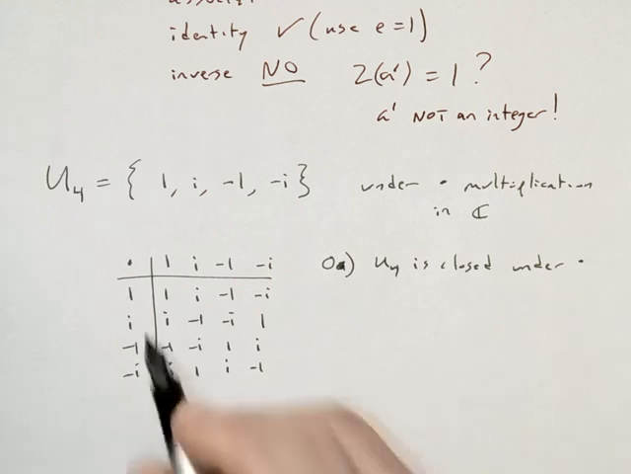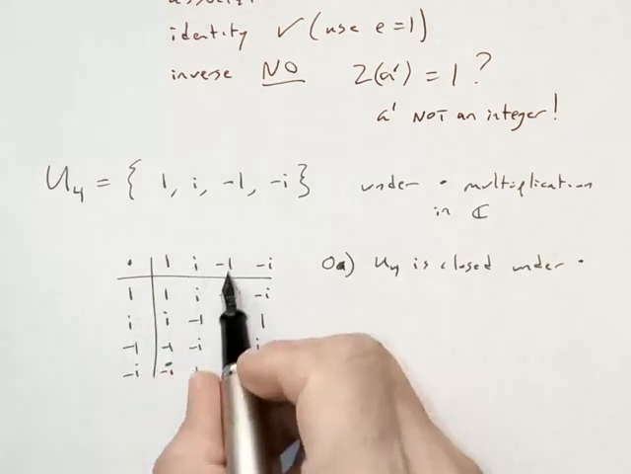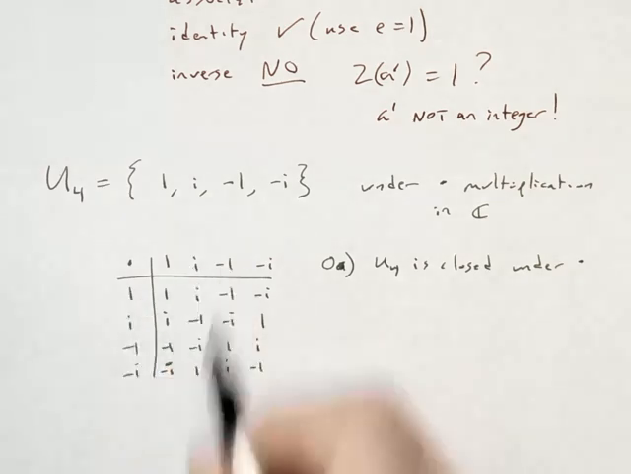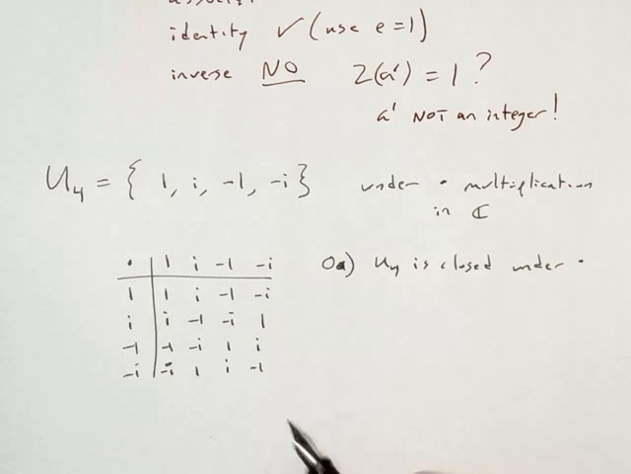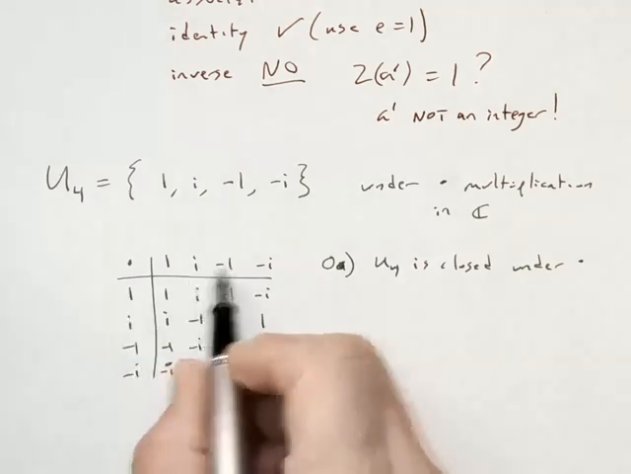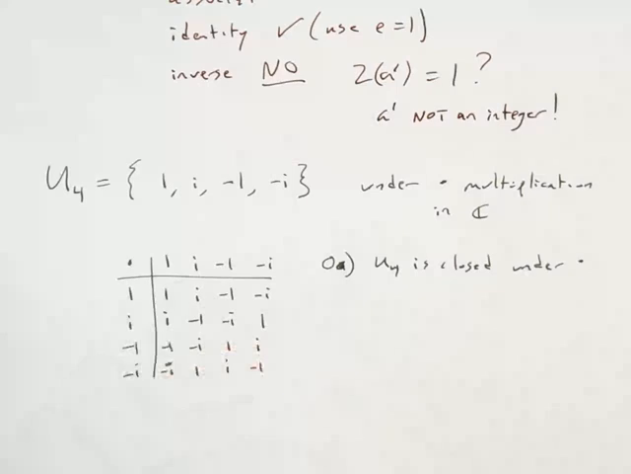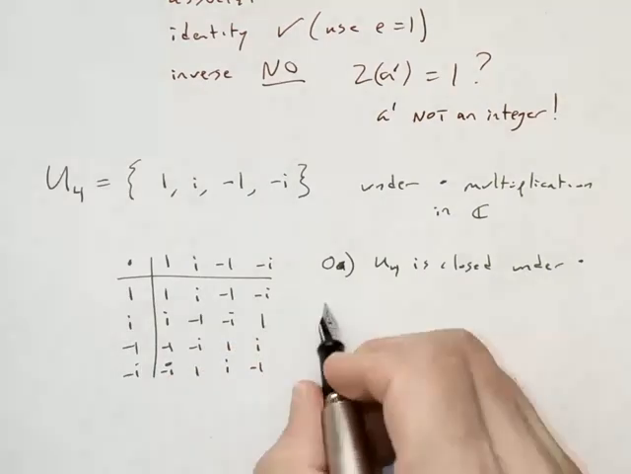But all you have to do is pick some and say, oh, 1 times i times negative 1. If I do it 1 times i and then i times negative 1, that's negative i. If I do negative 1 times i, that's negative i times 1. That's also negative i. It works regardless of which 2 I do first.